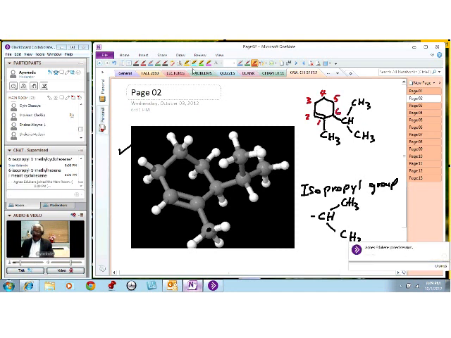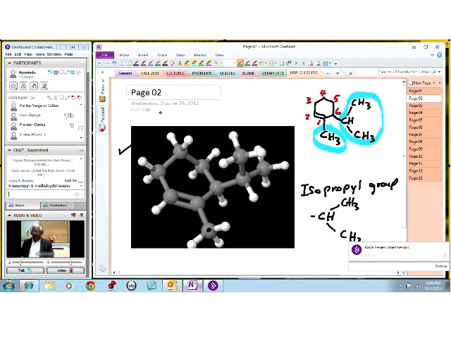Okay, and the branches are, I think somebody has already told us, the isopropyl group in the 6th position and the methyl in the 1 position. So what do we have here? Somebody say 6-isopropyl-1-methylhexene. Excellent, that is correct.